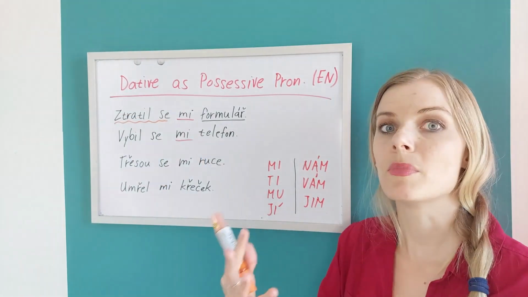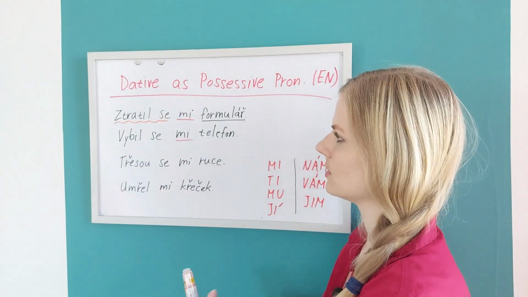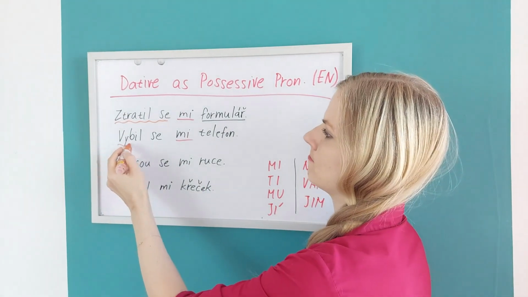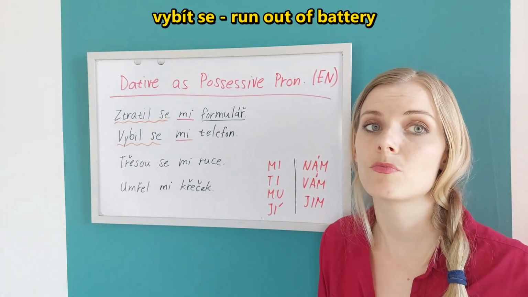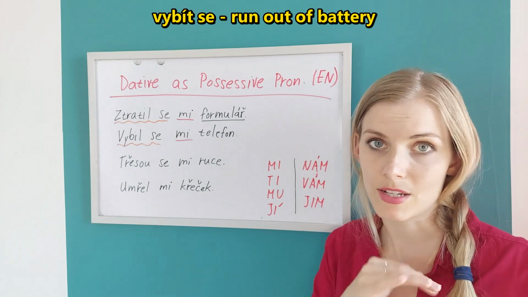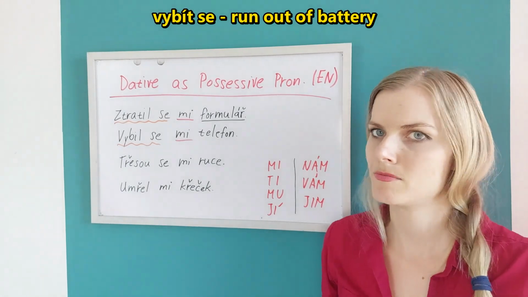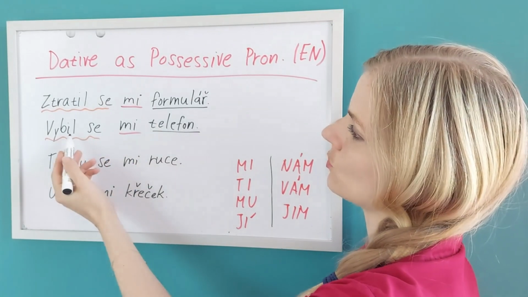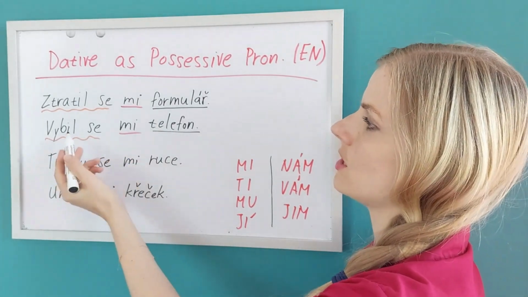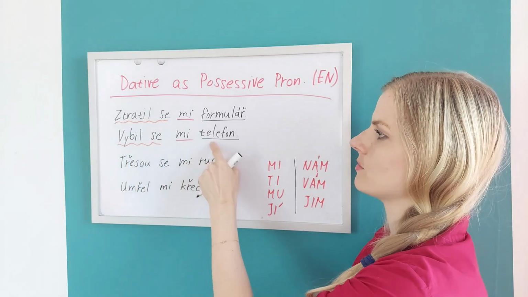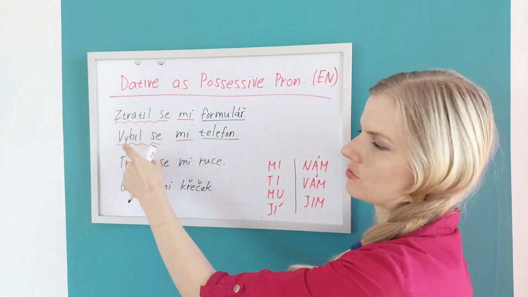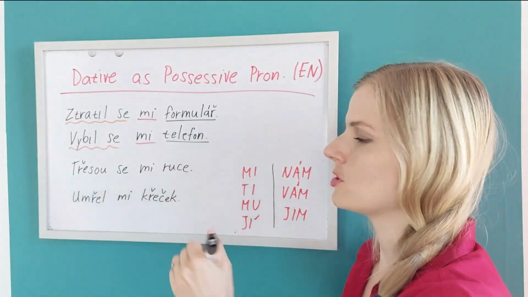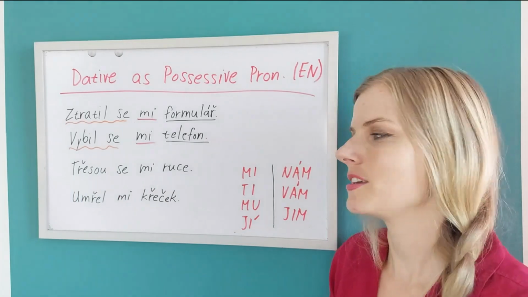So we're talking about my phone and what happened to it. Vybil se. Vybít se means to run out of battery, completely dead. My phone died. Remember, telefon is the subject, so we are referring to the phone. The phone ran out of power. My phone ran out of power. Třesou se mi ruce. My hands are shaking.